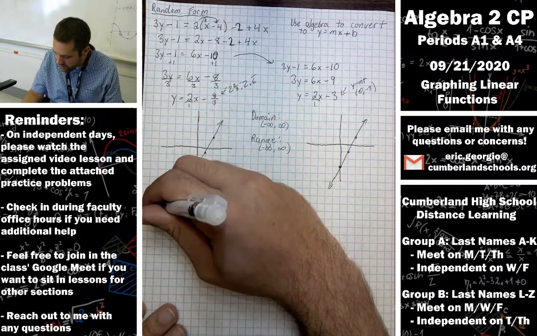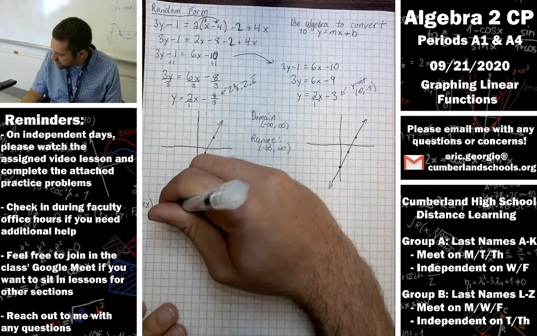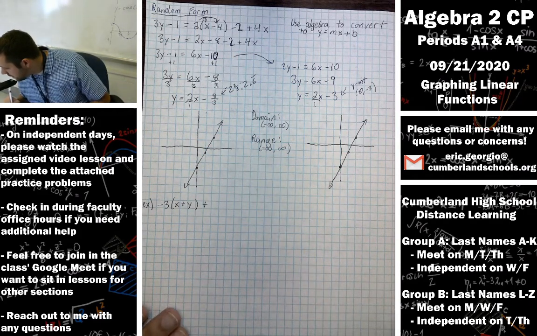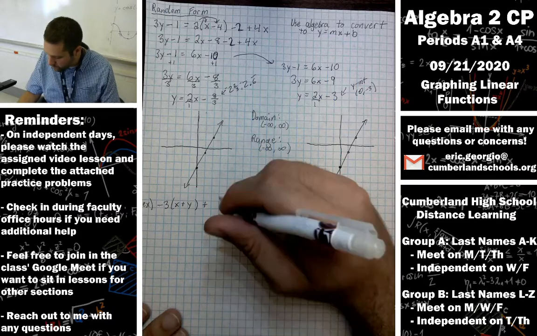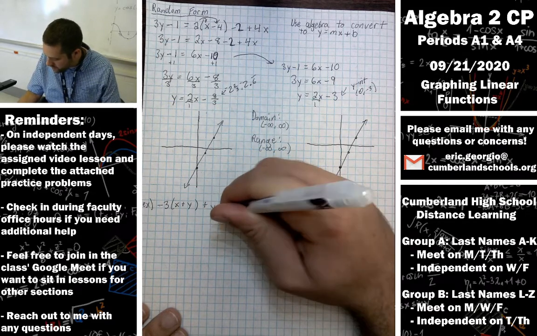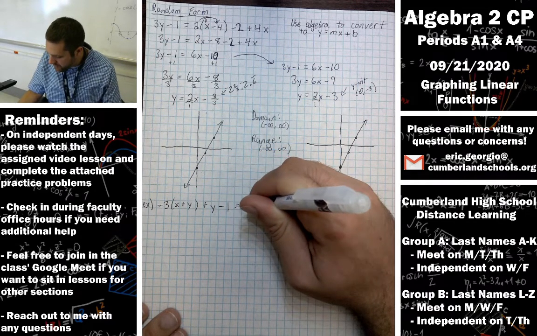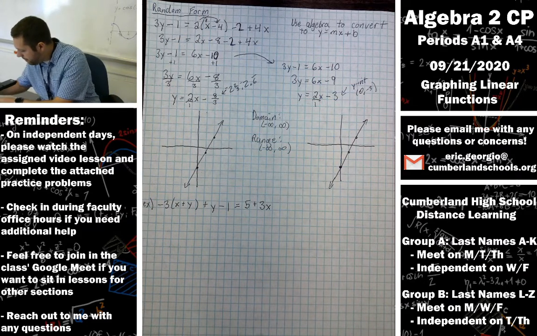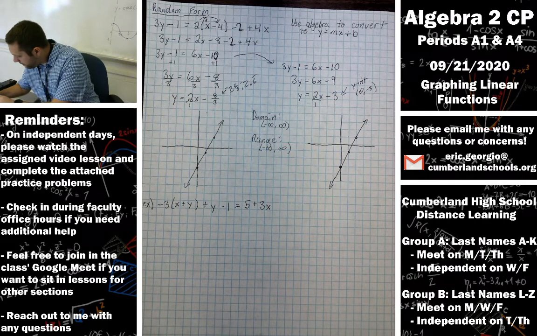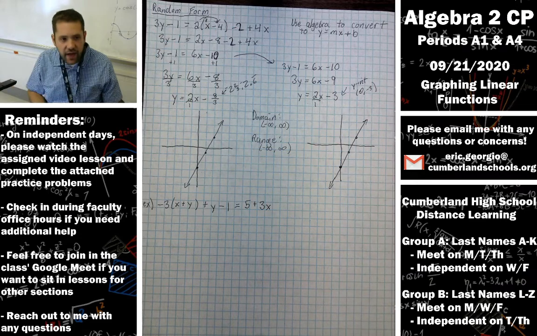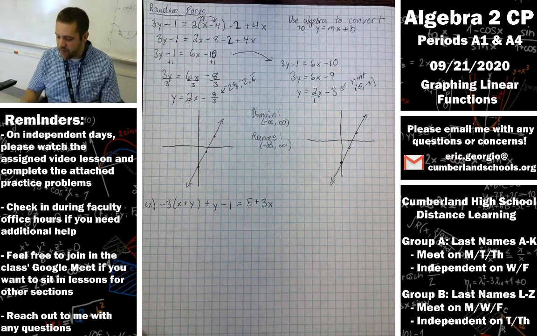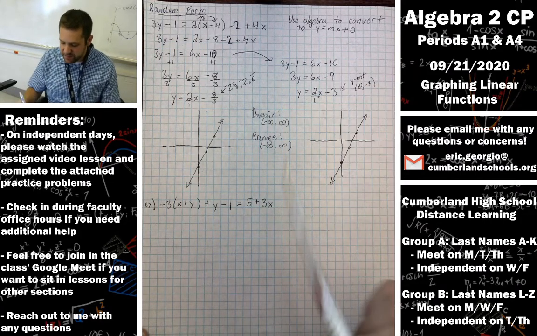We have negative 3 times x plus y, plus, I just want to make sure I'm reading this correctly, plus y minus 1 is equal to 5 plus 3x. Okay, what if I had that? So if I had that problem, what I would do is, again, a little bit of algebra to make life easy for me. I want to try to get it to look like y equals mx plus b.